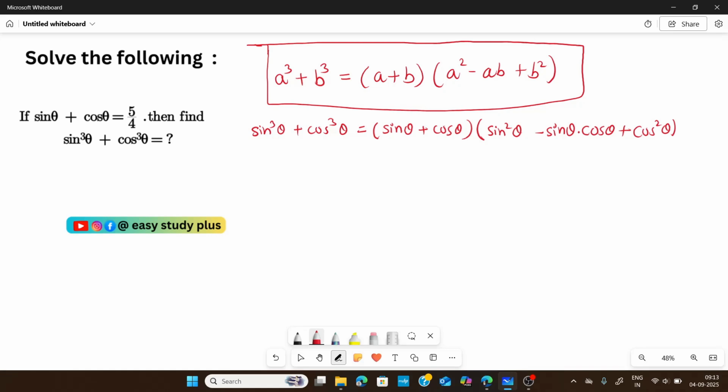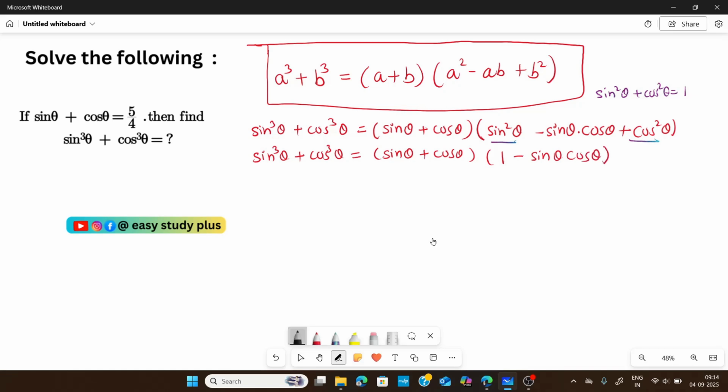Now observe here, we get sine square theta plus cos square theta, and we know this is an identity. It is equal to the value 1. So I will replace these two terms by 1. Now the new formula becomes sine raised to the power 3 theta plus cos cube theta is equal to sine theta plus cos theta times 1 minus sine theta cos theta.